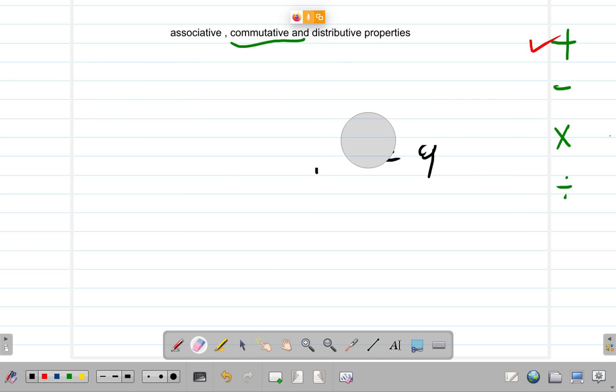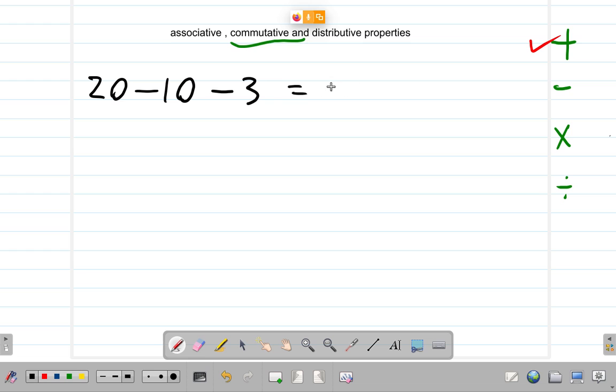Now, what about subtraction? Is subtraction commutative? Let's see. Let's use some other numbers. Suppose we have 20 minus 10 minus 3. Now, let's put the 10 in front: 10 minus 20 minus 3. And we could also make the 3 come at the front: 3 minus 20 minus 10.